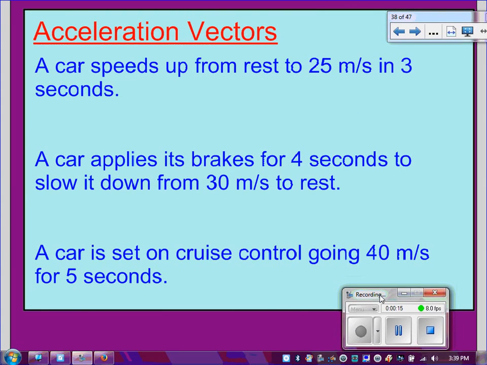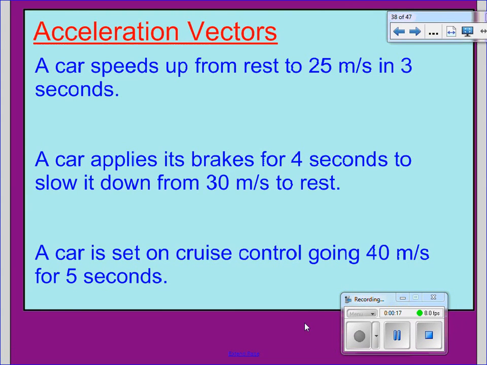What I have on the screen right now are three separate situations. A car speeds up from rest to 25 meters per second in 3 seconds. A car applies its brakes for 4 seconds to slow it down from 30 meters per second to rest. And then finally, a car is set on cruise control going 40 meters per second for 5 seconds. What I'd like to do is draw motion maps with velocity vectors and acceleration vectors to demonstrate what's going on in this situation.